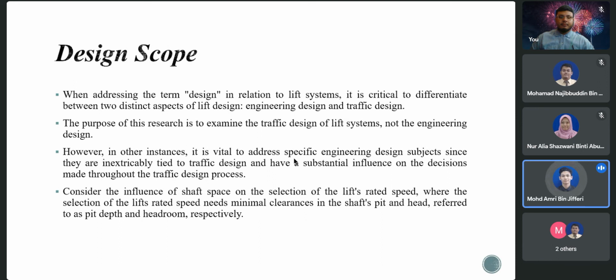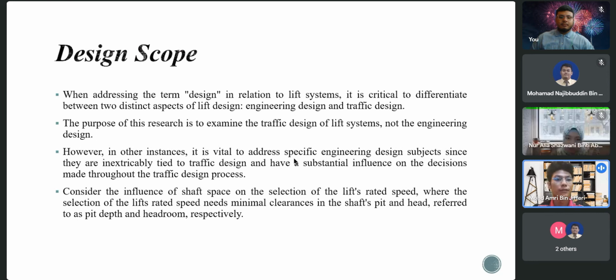And then consider the influence of shaft space on the selection of the lift rated speed, where the selection of the lift rated speed needs minimal clearance in the shaft, pit and head, referred to as pit depth and headroom respectively.